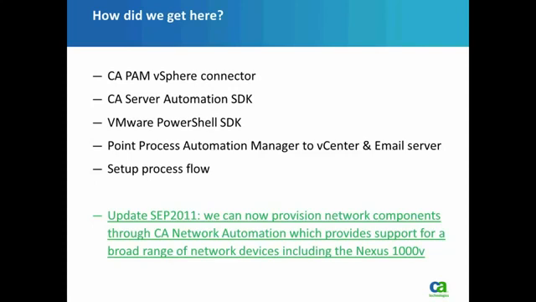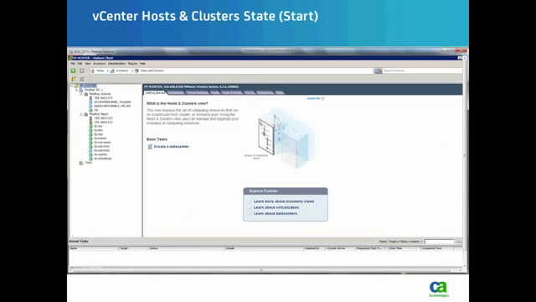Now, just recently, CA launched a new product called CA Network Automation, which provides network provisioning and network compliance functions for a broad set of network devices, including the Nexus 1000V. We didn't have that back then, otherwise we would have used it. So our vCenter already has a couple of data centers defined, but we're actually going to add a new data center, add our ESXi to that data center, and take it out of maintenance mode.